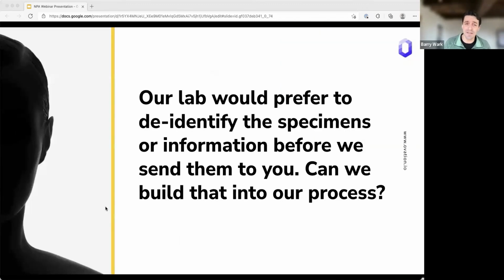Some common questions about the de-identification process. Labs often tell us that they would prefer to de-identify specimens themselves before sending that information or those specimens to Ovation. We can build that into your lab's process so that you can perform de-identification of both data and specimens before sending them to us. We'll provide you with the technology and tools to accomplish this process as part of your normal workflow if you desire.